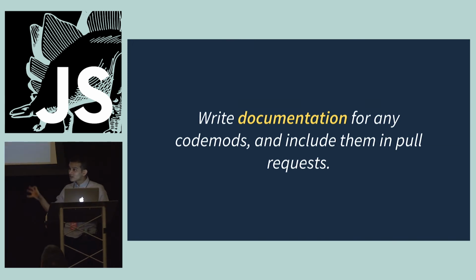I recommend putting links to documentation in your pull request descriptions. And if it's an external codemod, make sure you refer to the version itself in the pull request. The actual codemod itself might update, so make sure that you can refer to a specific version. If somebody else has to revert your code, they should have enough information to reapply that transformation later on.